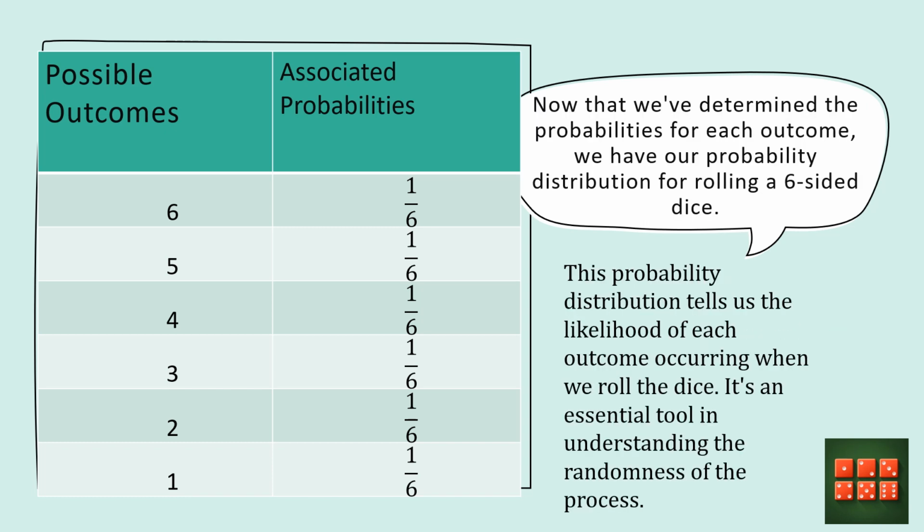Now that we've determined the probabilities for each outcome, we have our probability distribution for rolling a six-sided dice. This probability distribution tells us the likelihood of each outcome occurring when we roll the dice. It is an essential tool in understanding the randomness of a process.